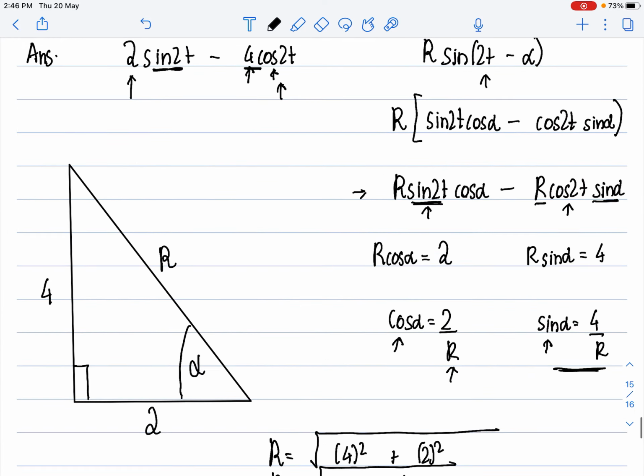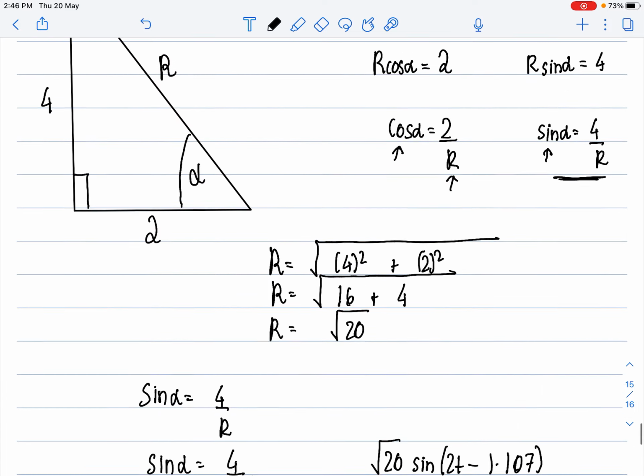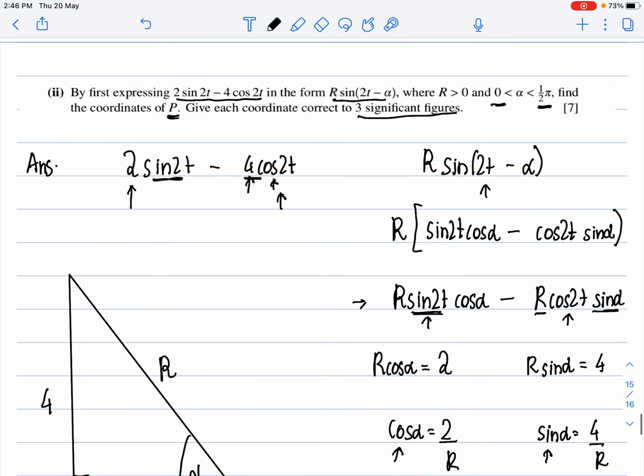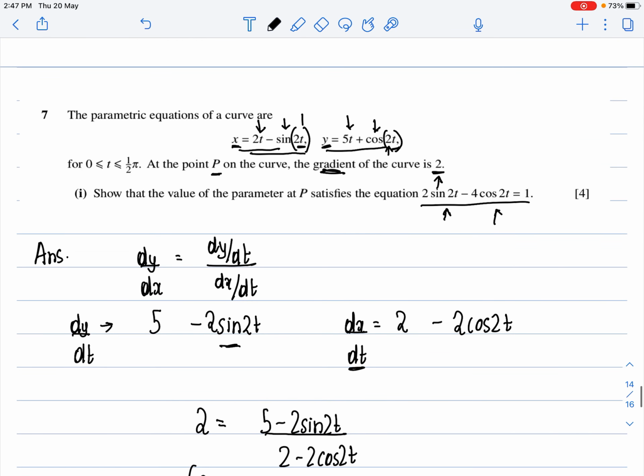So the form I get, I can write this as root 20 sine of 2t minus alpha, which is 1.107. Okay, so now I need to find the coordinates of P. For that, I need the value of t first, because I can simply substitute t here and get my value. Now, I know here this is equal to 1.